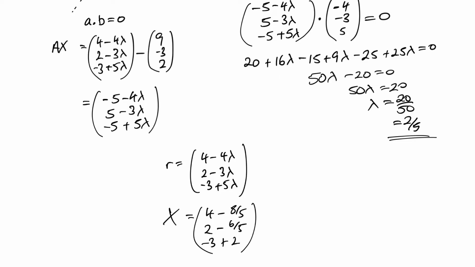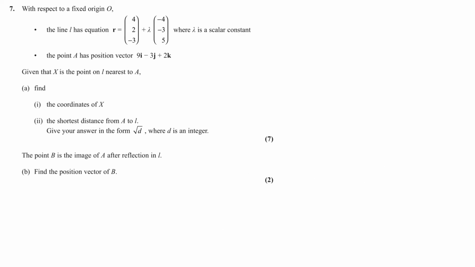And that's going to be x. So the coordinates of x are 12 over 5, 4 over 5, and minus 1. And that just takes us up to this point. Now we need to find the shortest distance from A to L.